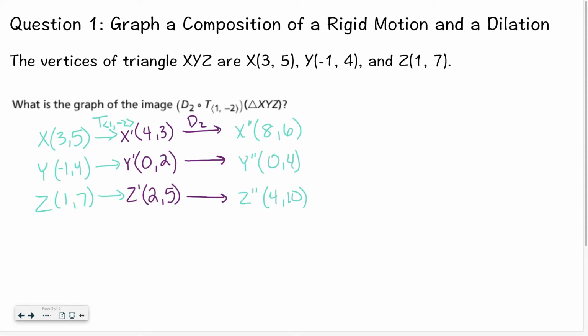All right, hopefully for this problem you did the translation first because you remembered with a composition you start with the second item listed in the parentheses. And when you did that, you had x prime, y prime, and z prime at the same points that I have listed on the board. And then after you did that, you took those new points and you did a dilation with a scale factor of 2. So you multiplied every number by 2. So you should have ended up with x double prime at 8, 6, y double prime at 0, 4, and z double prime at 4, 10.